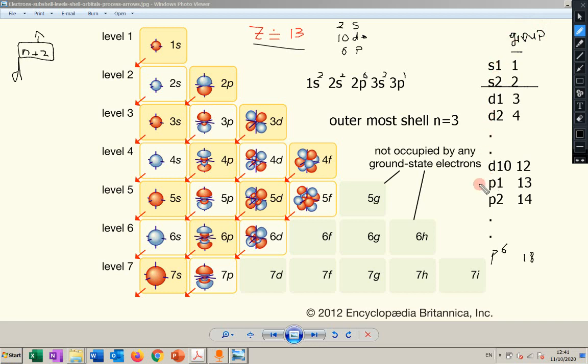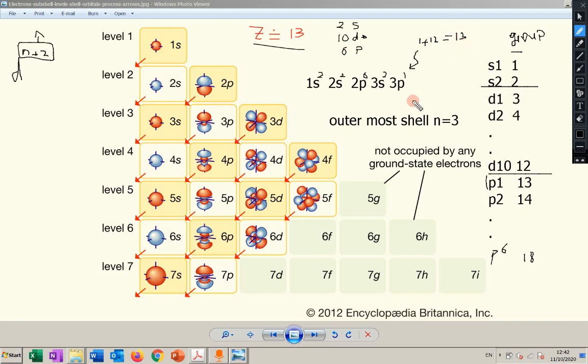Well, when it comes to P, there are basically 12 groups before it, so the difference between them is 12. Why? Because 10 for D and 2 for S, that's 12 groups before the P orbital group starts. So we always say this number plus 12, so 1 plus 12, always constant 12. So we know that this group is 13, which will be the group number.